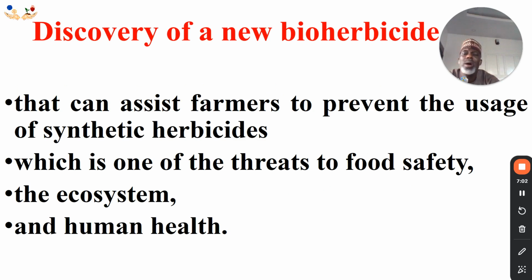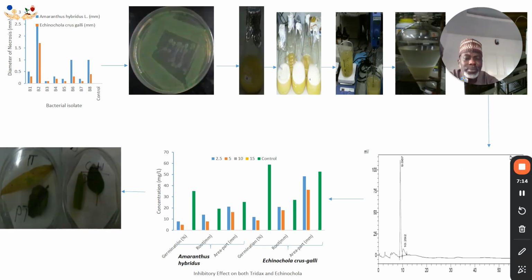Our research group has developed a new herbicide that can assist farmers to prevent the usage of synthetic herbicide, which is one of the threats to food safety, the ecosystem, and human health. During this research, we were able to apply cultural, molecular, and many other techniques in order to isolate the best strains that could produce this bioherbicide activity.